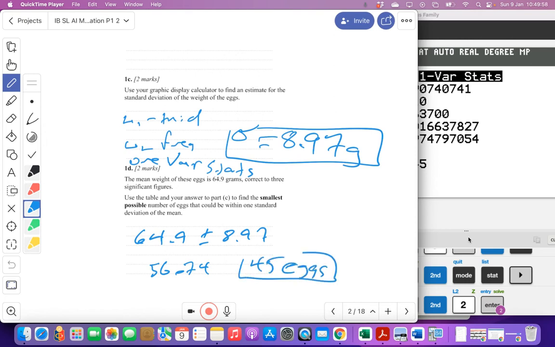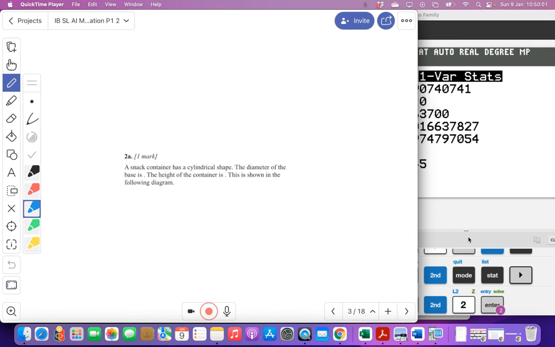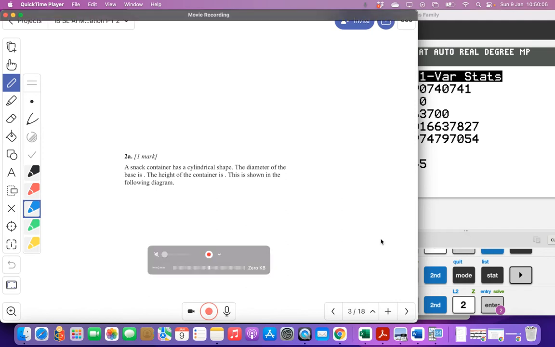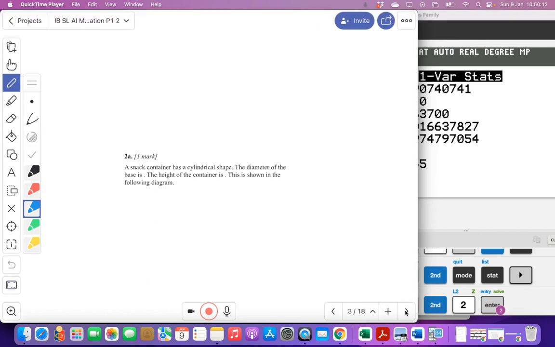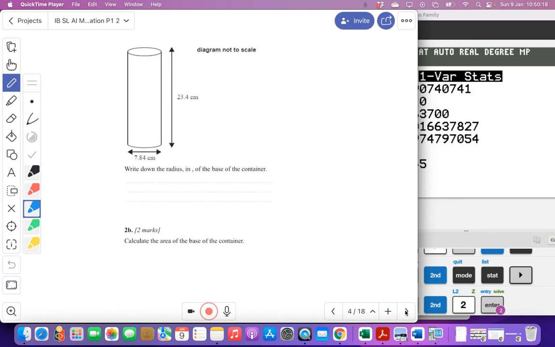Eggs. Okay, question 2. A snack container is a cylinder with a base and a height. There's a sketch of the cylinder right there. They want to find out the radius. We know that the diameter is 2 radii, so we just have to do half of the diameter. 7.84 divided by 2 is 3.92.